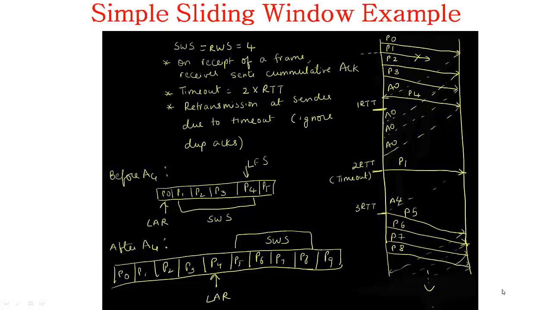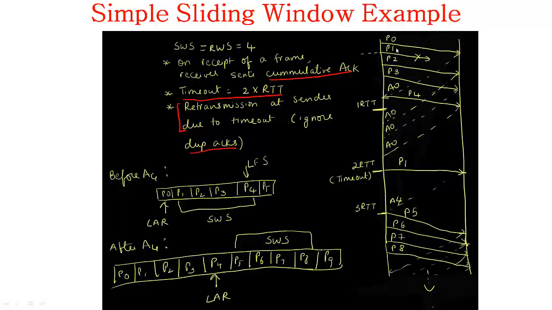So here are some examples at last. In this, I'm considering a very simple sliding window example where I'm going to make use of cumulative acknowledgements at the receiver. I'm going to set the timeout value equal to twice the round trip time. And at the sender, the retransmission is mainly due to timeout. In other words, it's going to ignore the duplicate ACKs. So these are the assumptions I'm making as part of the sliding window protocol. And now let's see what happens.